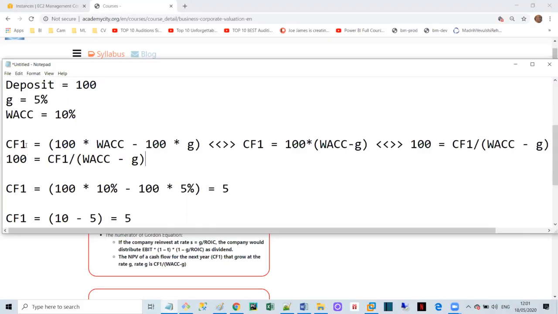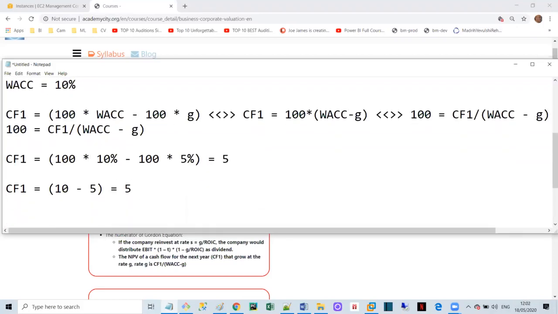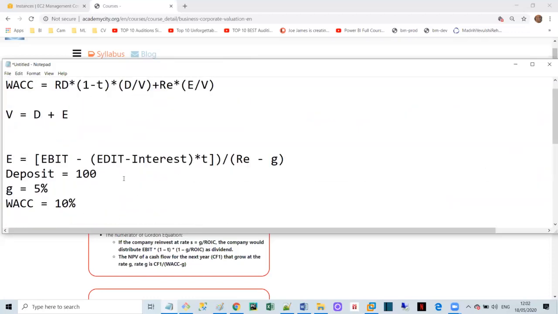See the CF1, so you can do the same thing if you really want to see how you can get 100, just do it again this way. CF1 is equal to, you need to take the 5, that's the CF1, divide by 10% minus 5%. No surprise, it shouldn't be a surprise. That would be exactly equal to 100. That will be the deposit or the V, okay?